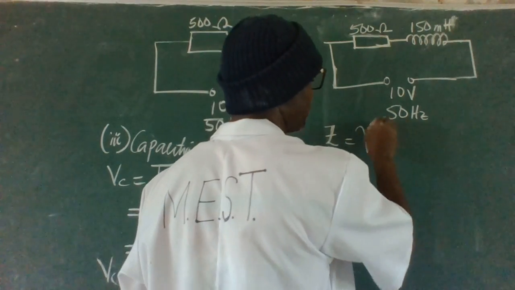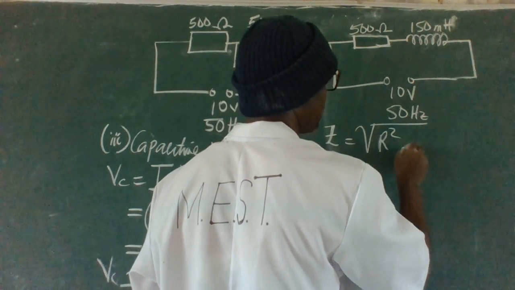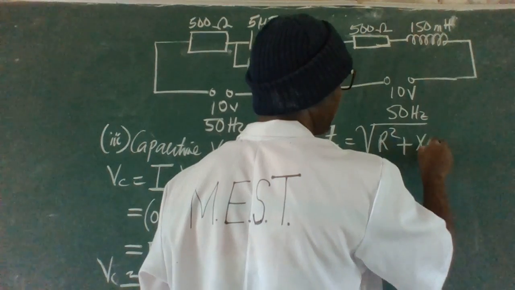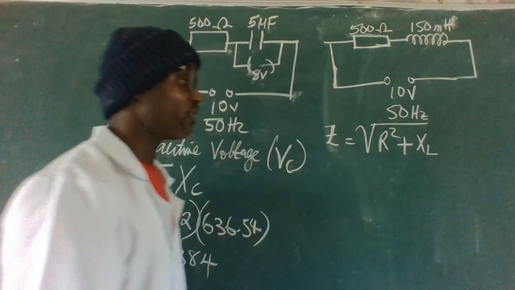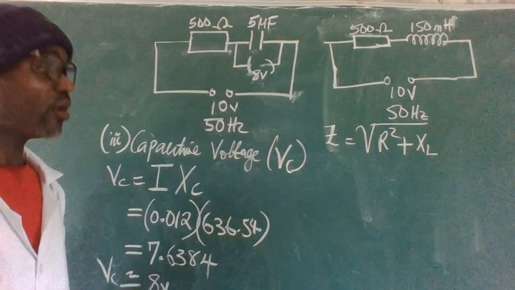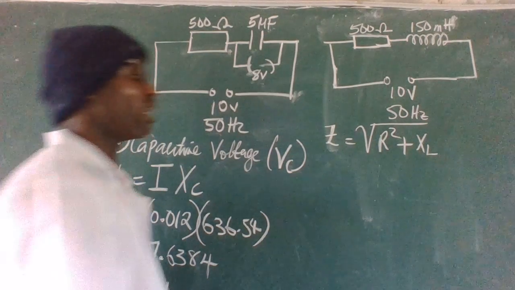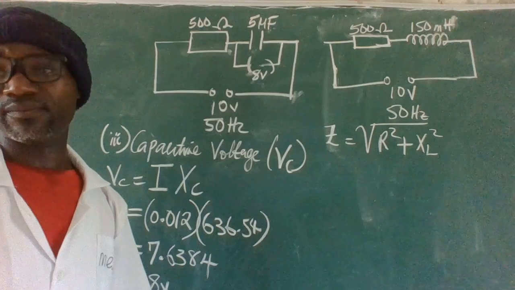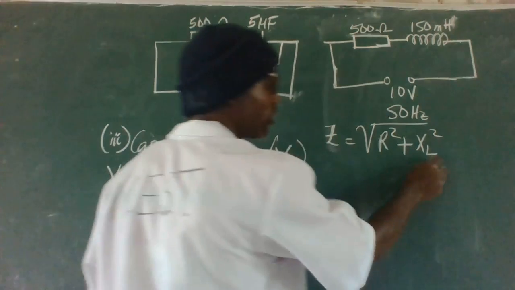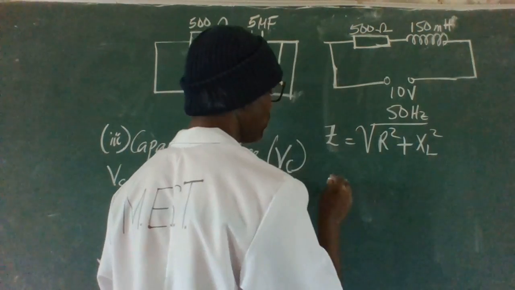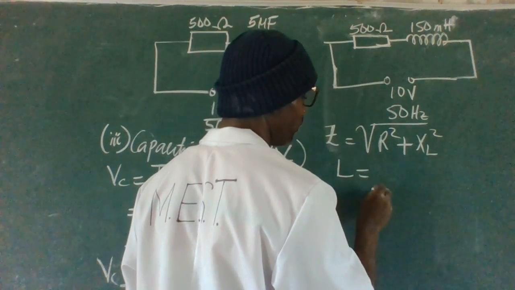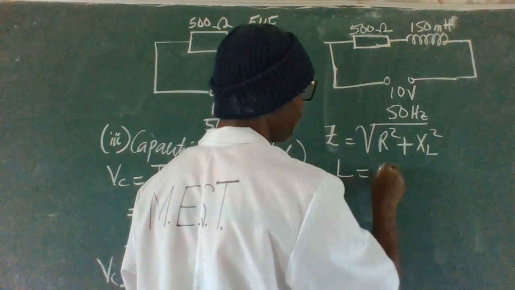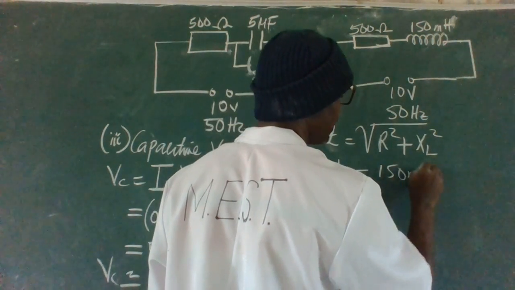going to be given as R squared plus XL squared, right? Yes, sir. But we need to find what XL is all about. We need to find the inductive reactance, since we have a value. L is the value of the inductor, right? Yes, giving us 150 millihenry.